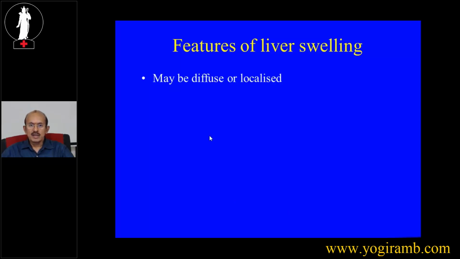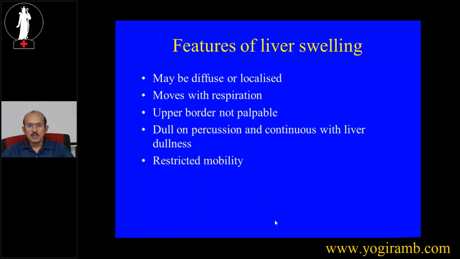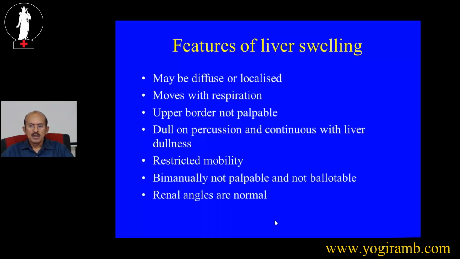So the liver swelling may be diffuse enlargement of the liver or it may be localized. Moves with respiration. Upper border not palpable. Dull on percussion, continuous with liver dullness. Restricted mobility. Bimanually not palpable and not bilateral. Renal angles are normal. No associated visible peristalsis. So these are the features of a liver swelling.